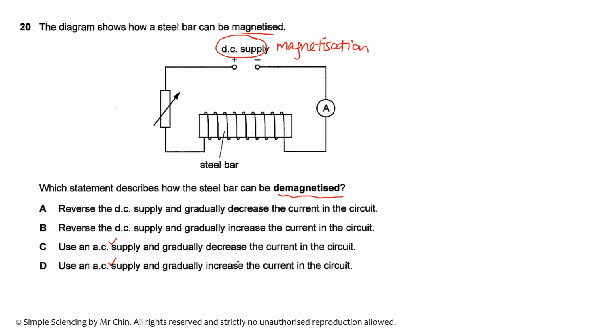And then you need to gradually decrease the current in the circuit. Why? Because when you decrease the current in the circuit, you actually lower the possibility for the steel bar to be magnetized again. It's quite logical for you to decrease the current in the circuit, right? So the answer is C.